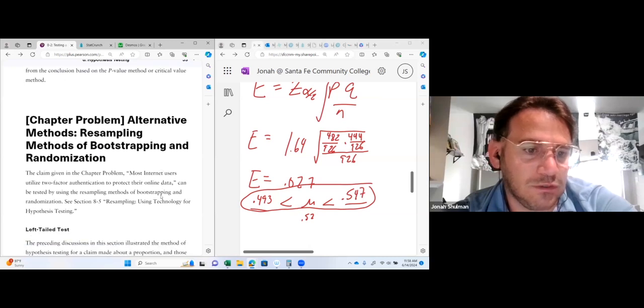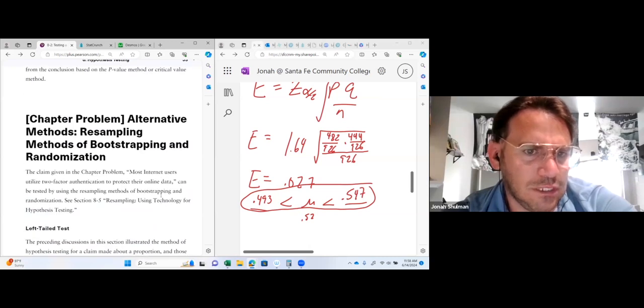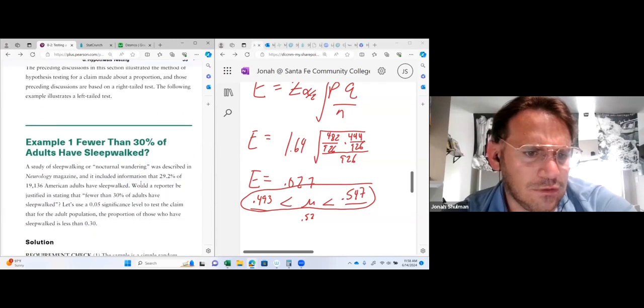Alternative methods, which we are going to skip because I don't think we need it. Yeah, because they don't have us do it, because it says 8-5 and we're not doing 8-5.